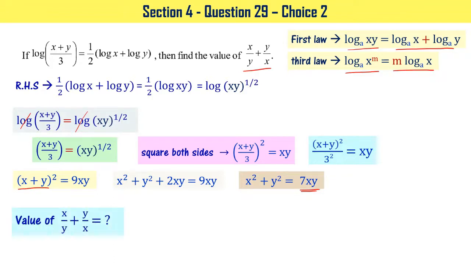Let's note this, x square plus y square equal to 7xy, and go back to the problem given, that is we have to find the value of x by y plus y by x, right? This can be written as (x square plus y square) divided by xy, right? Now we know x square plus y square equal to 7xy. Let's substitute that. It means we are going to have 7xy divided by xy. Once you cancel this xy and this xy, what you get is 7. So the answer is x by y plus y by x equal to 7.